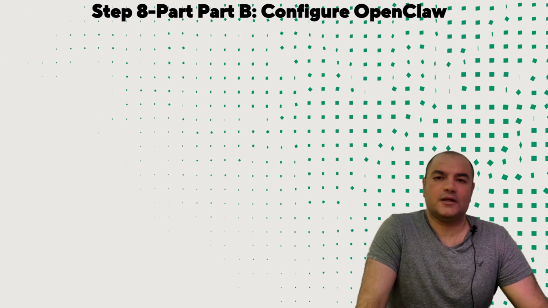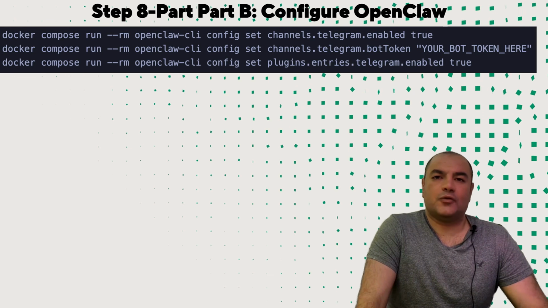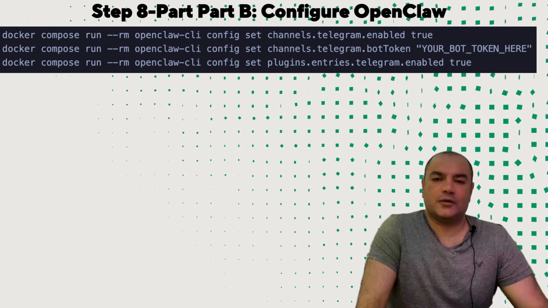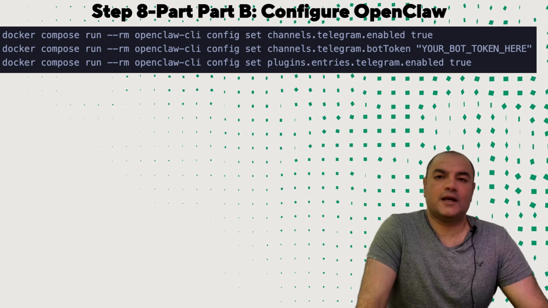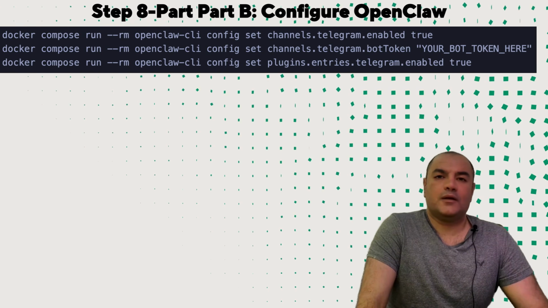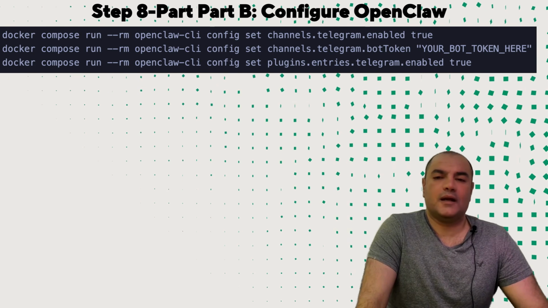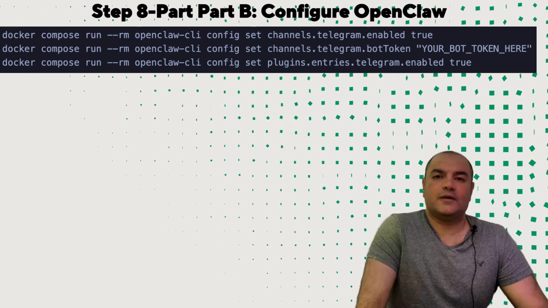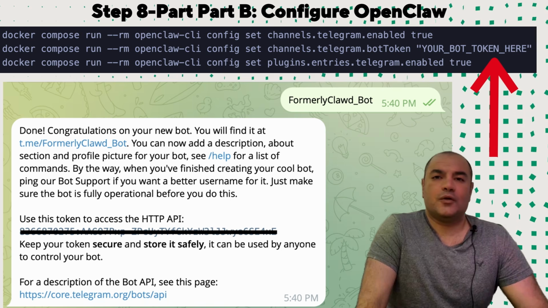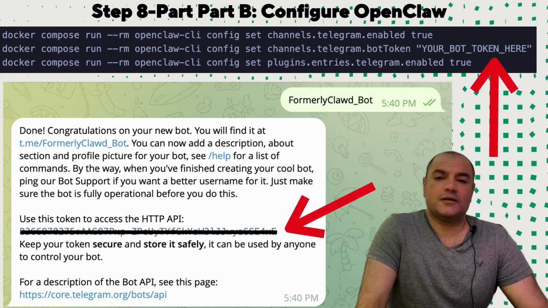Step 1. Enable Telegram and set your bot token by typing these 3 commands in terminal. docker-compose run --rm openclaw-cli config set channels.telegram.enabled true. docker-compose run --rm openclaw-cli config set channels.telegram.botToken "your bot token here". docker-compose run --rm openclaw-cli config set plugins.entries.telegram.enabled true. Just remember to replace your bot token here with the actual token from BotFather. It looks like some string of random numbers, just pasted between the quotes, no brackets.